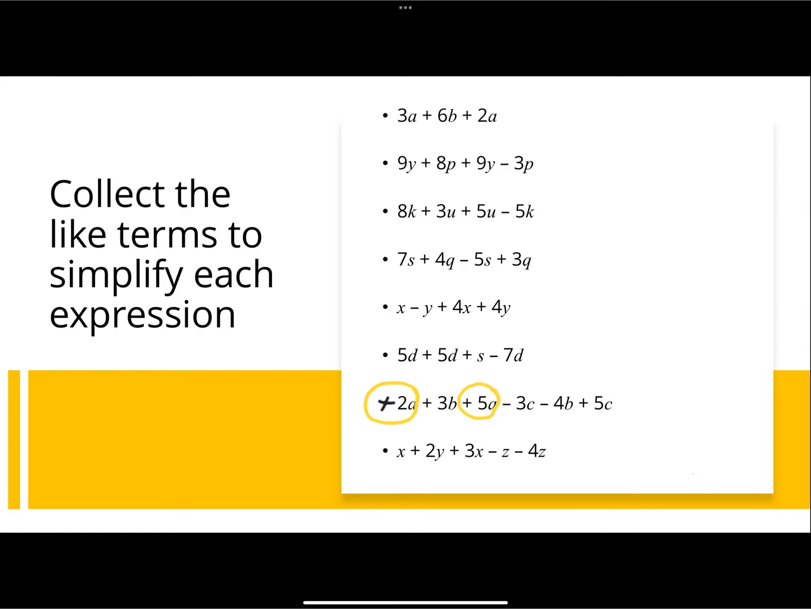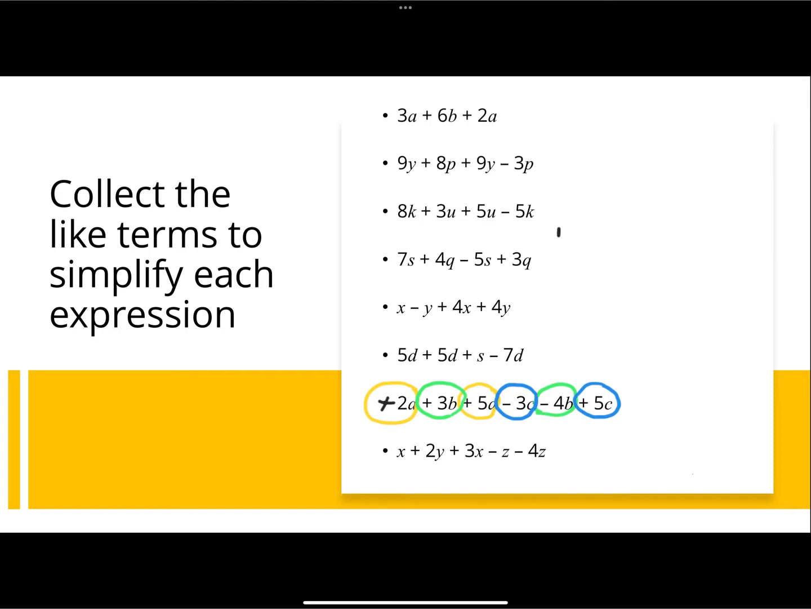Okay, I can't see any more A's there, so I'm going to choose a different colour, and now I'm going to circle my B's. There's a B there and a B there. And lucky last, I'm going to circle the C's. And that just helps me organise my thinking. My next step is I'm actually going to rewrite the equation so that my A's are together, my B's are together, and my C's are together.